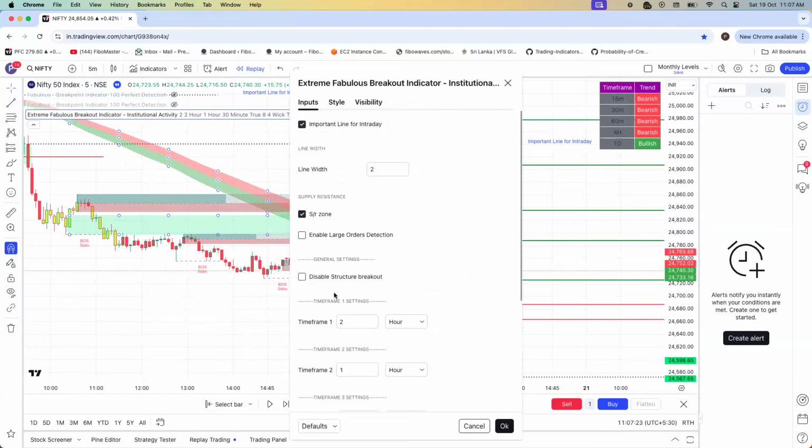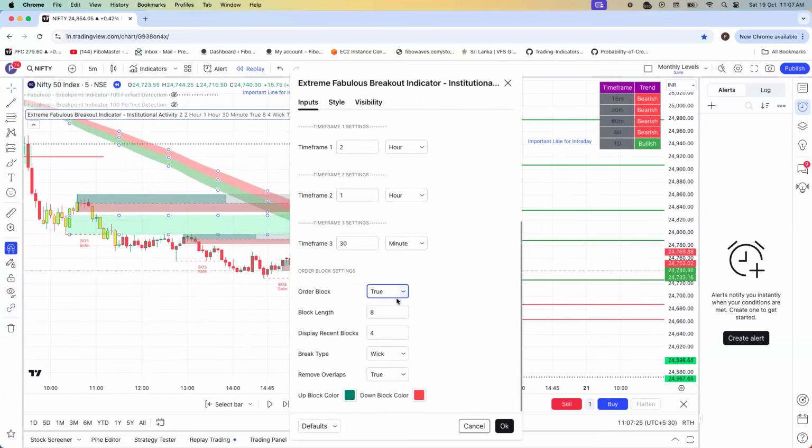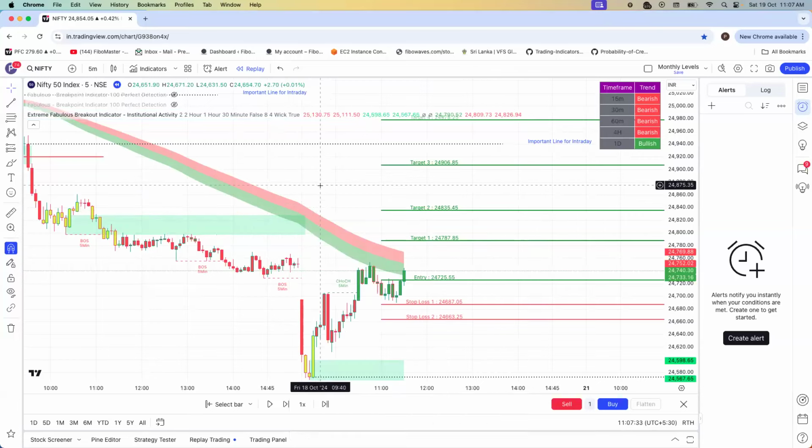First thing, I'll remove the order block also. Like this, you can remove it, and you see order block equals false. The order block will be removed. So we are talking about only the cloud right now. We are not talking about anything else right now. We are talking about clouds.